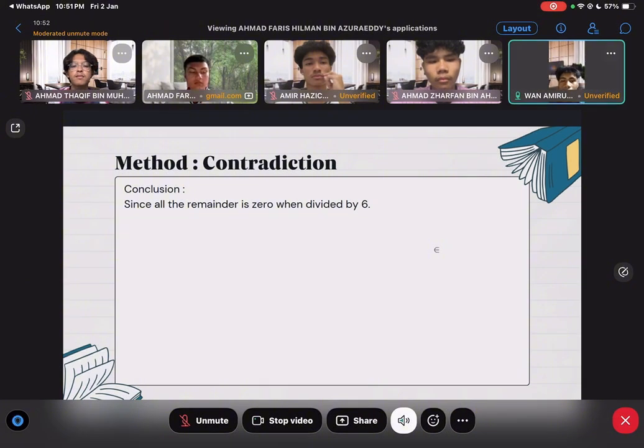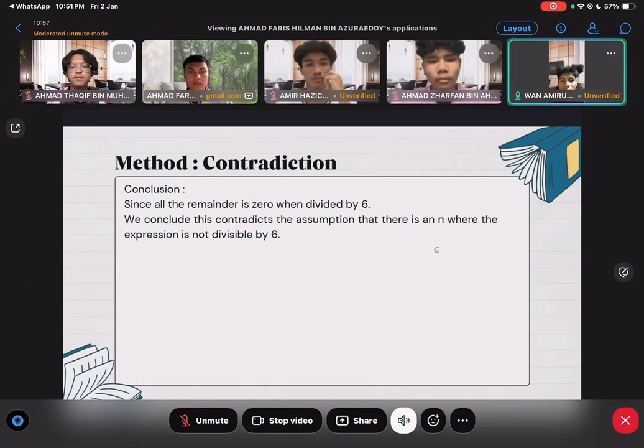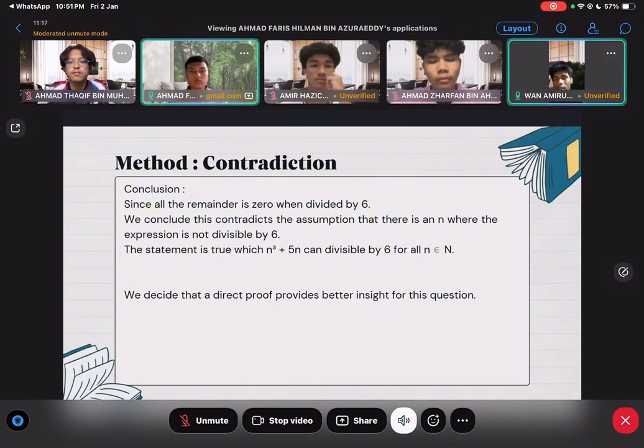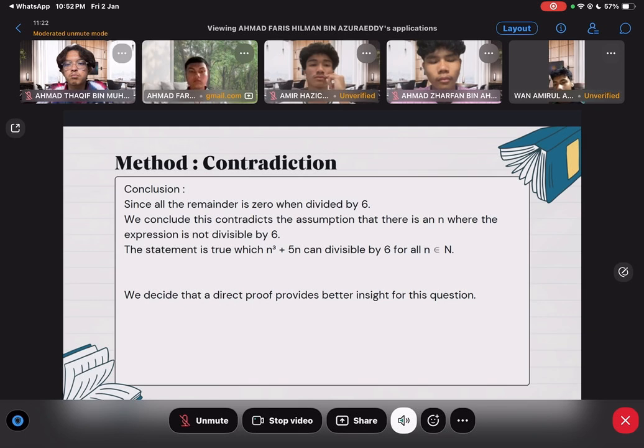Since all the remainders are 0 when divided by 6, we conclude this contradicts the assumption that there is an n where the expression is not divisible by 6. The statement is true: n to the power of 3 plus 5n is divisible by 6 for all n, an element of the natural numbers. We decide that the direct proof provides better insight for the question.